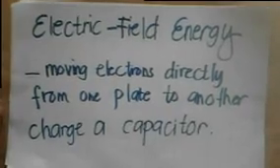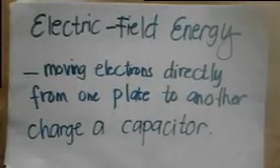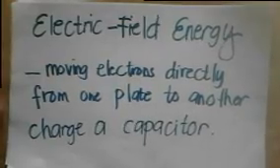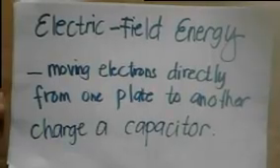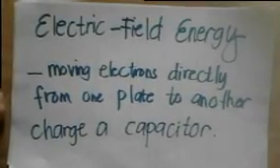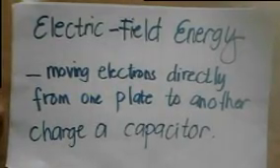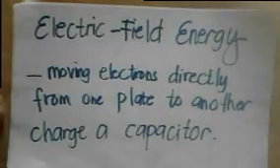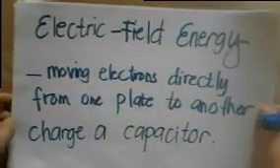Electric field energy. By moving electrons directly from one plate to another, we can charge a capacitor. This requires doing work against the electric field between the plates. So we can think of the energy as being stored in the field in the region between the plates. To develop this relationship, let's first find the energy per unit volume in the space between the plates of a parallel plate capacitor with plate area A and separation distance d. We call this the energy density, denoted by small letter u.